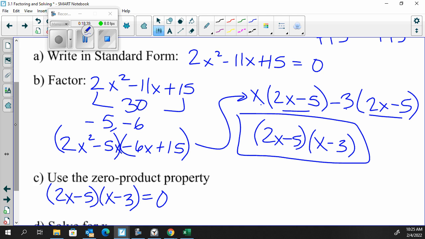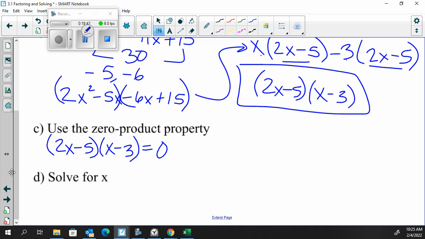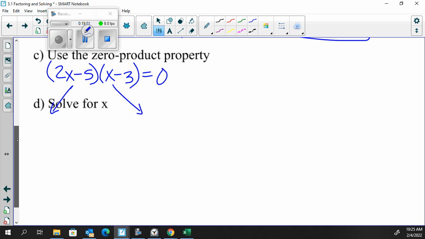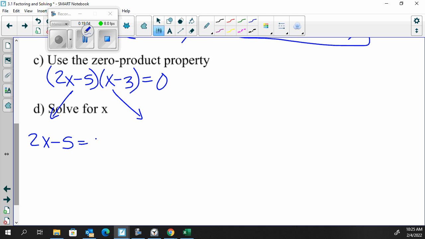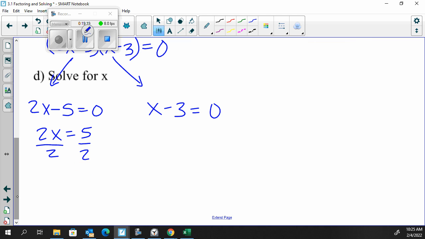Okay, so down here, I got these two things equal 0. Remember, the zero product property. This is the only new thing I'm telling you right now. Once you get to this point, you have your two factors. They're equal to 0. Split them up and set them both equal to 0. So I have 2x minus 5 equals 0, and I have x minus 3 equals 0. Now, these are two equations that we can solve. On this one, I need to add 5. I would divide by 2, and I'd get that x equals 5 over 2.